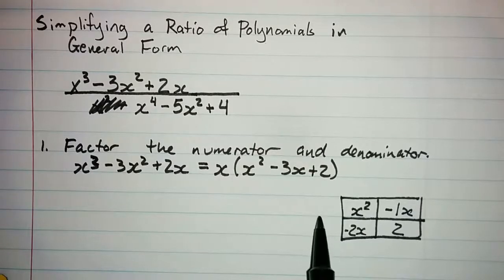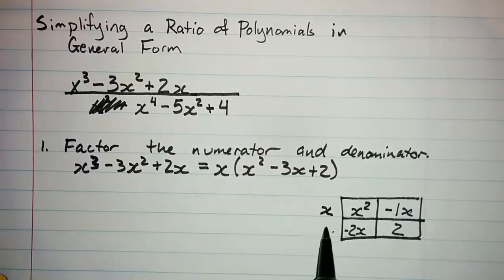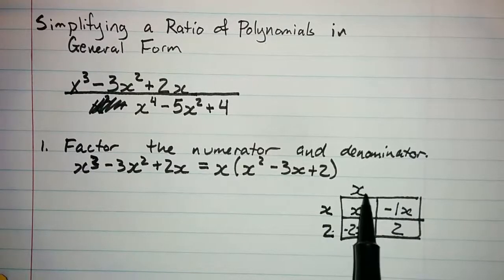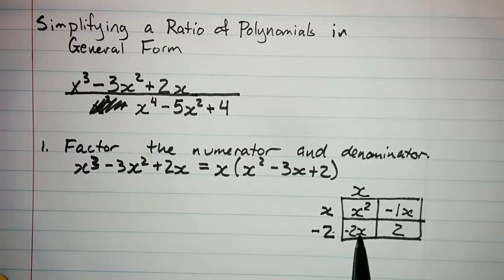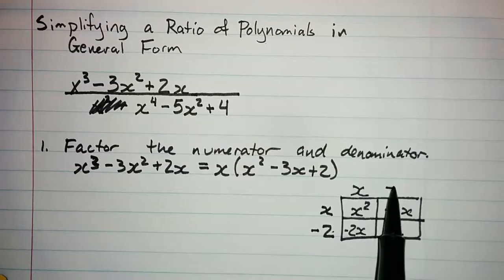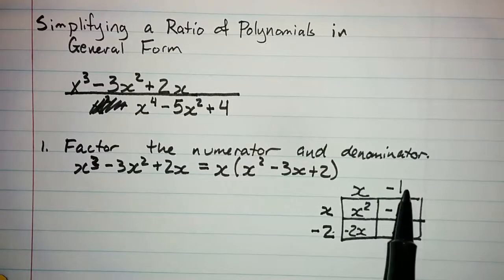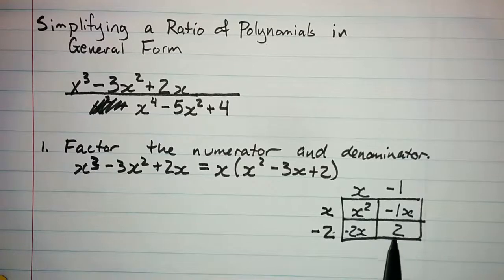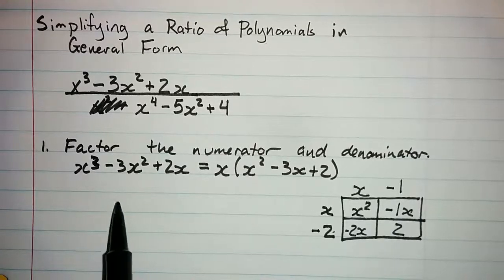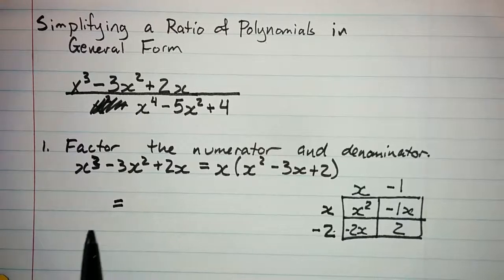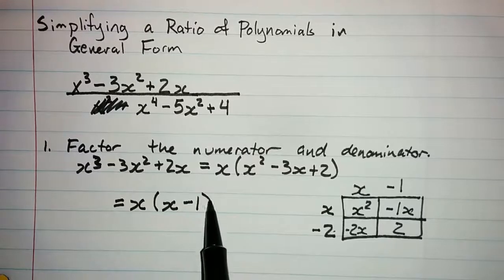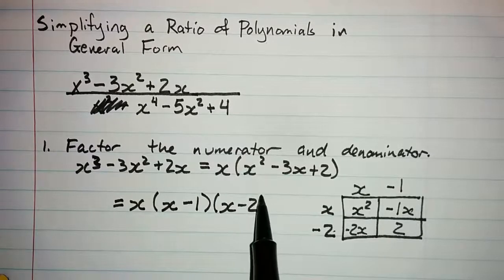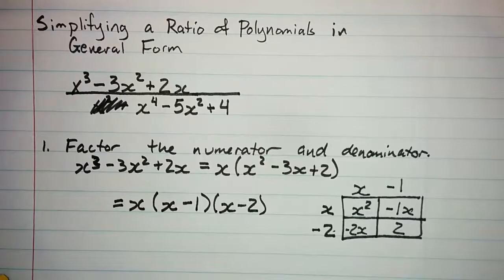So the greatest common factor in this row is an x. In this row is a 2. X times x is x squared. X times -2 is -2x. X times -1 is -1x. -1 times -2 is +2. So we're left with x times x minus 1 times x minus 2 for the factored form of our numerator.